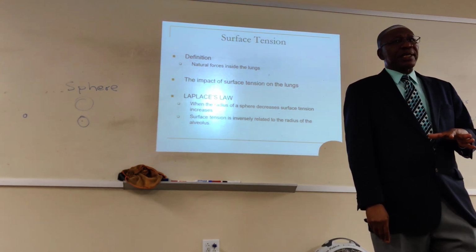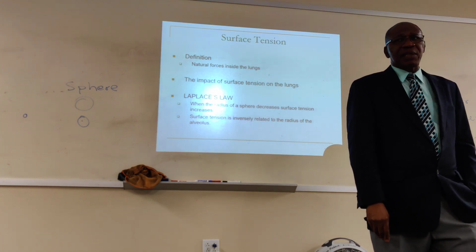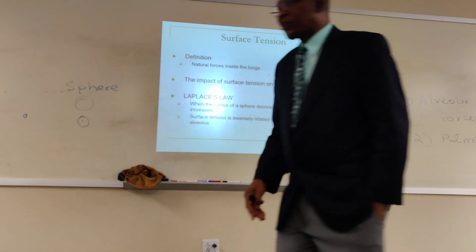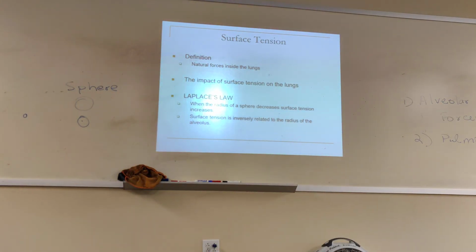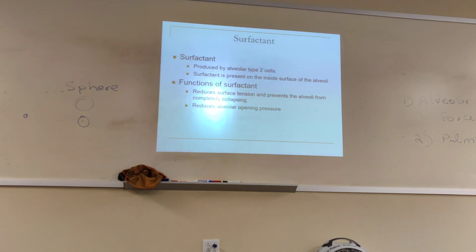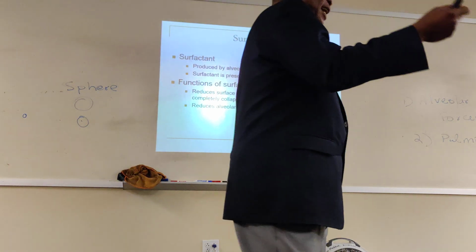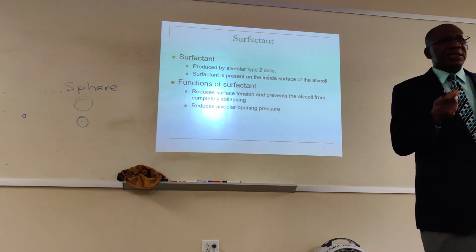Any baby that is born prematurely may not have the right amount of surfactant, which would then cause them to go into respiratory distress. Okay, so surface tension is inversely related to the radius of this sphere. So here is a surfactant here. Now, surfactant is produced by the alveoli type 2 cells. That's the cells that produce surfactant. It is present on the inside surface of the alveolus.